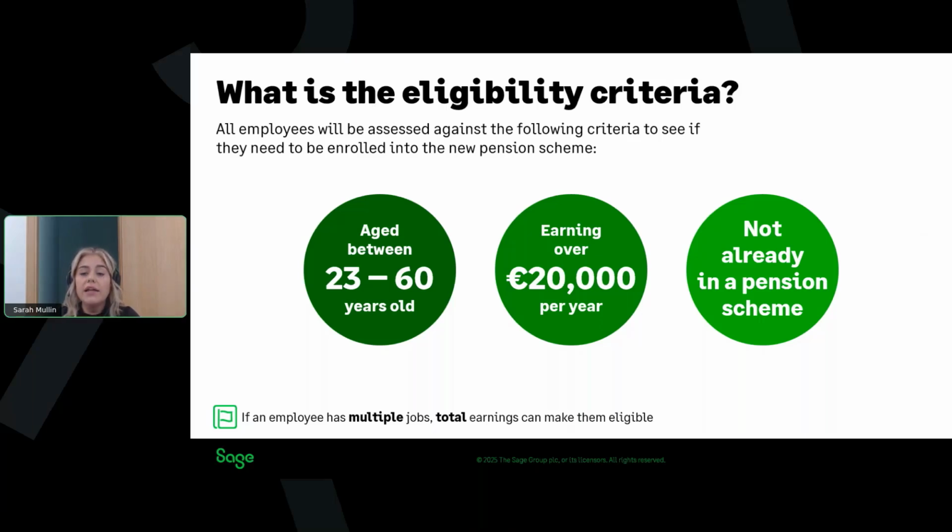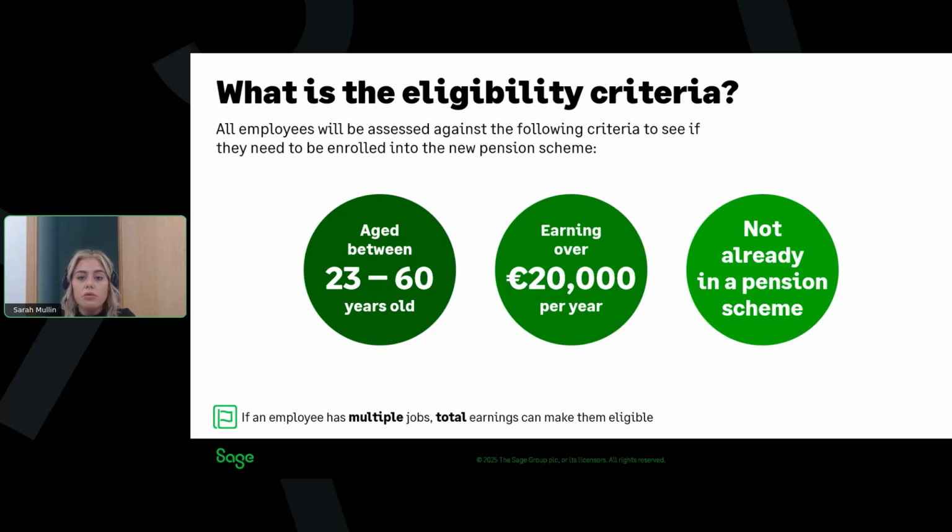So let's talk about auto-enrolment and who actually qualifies. To be auto-enrolled into My Future Fund, employees must be aged between 23 and 60. They have to earn over €20,000 annually and not already be in a pension scheme. Now, if they're outside of the age bracket or the earnings bracket, then they can still choose to opt in voluntarily if they want to, and they can do that through their employee online portal.